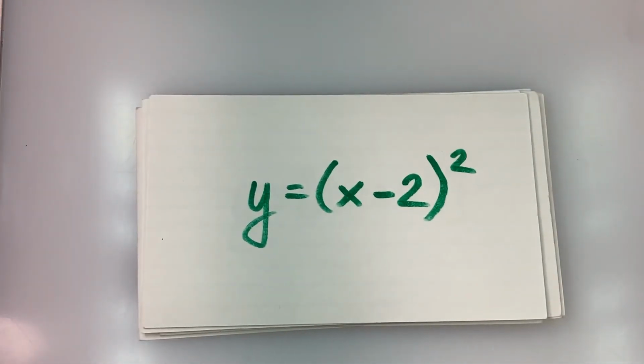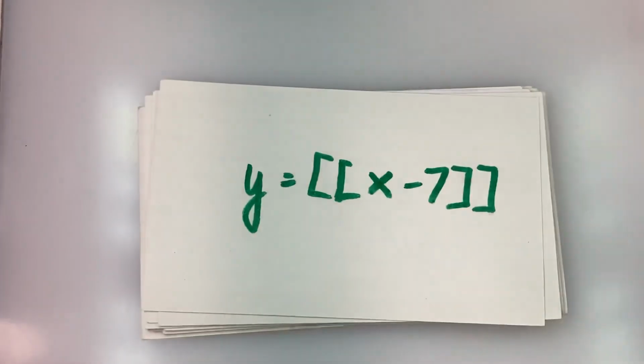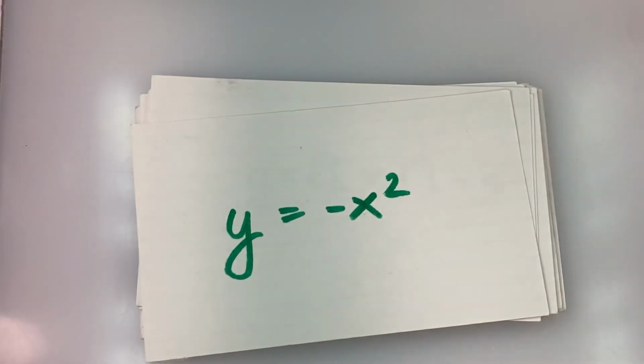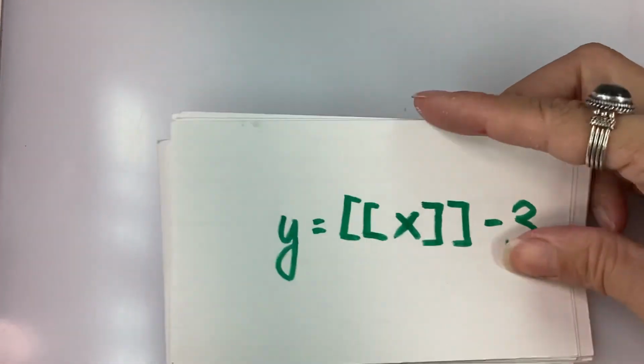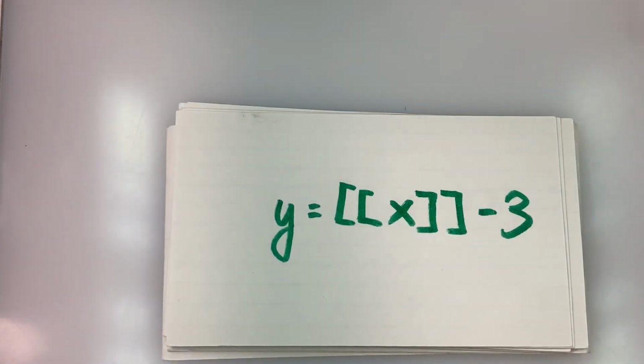This would be right 2, up 8. Right 7, down 3. And this is where we get into some new transformations. So folks, you can rewatch this video and kind of practice saying along what each of those transformations is doing.